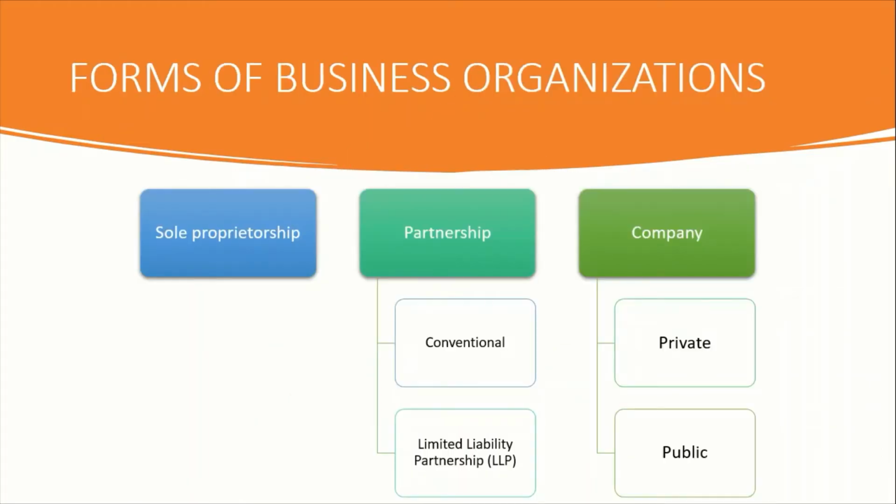Moving on from the previous slide, which focused on the accounting cycle, in this slide we'll be learning about the forms of business organization. There are three basic forms of an organization. First is sole proprietorship, second is partnership, third is a company. So the first one is sole proprietorship.